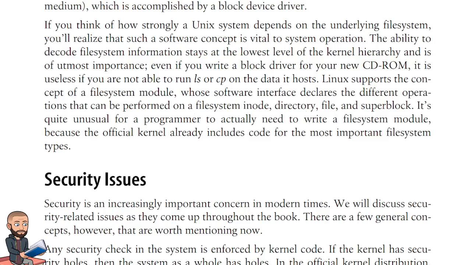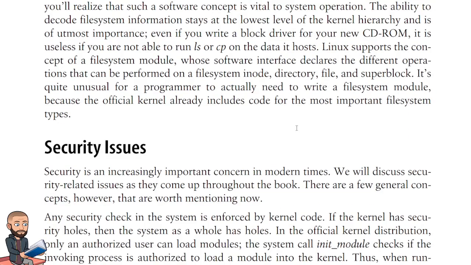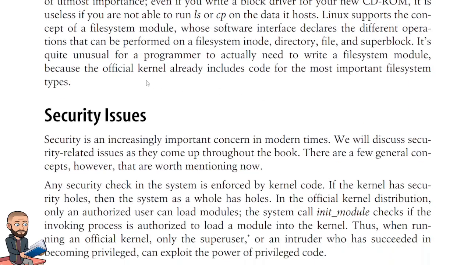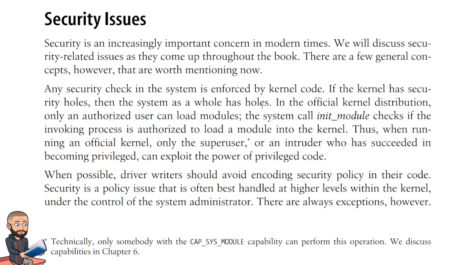It's quite unusual for a programmer to actually need to write a file system module because the official kernel already includes code for the most important file system types. And I remember watching a video on a Linux conference where somebody said there are like 50 different file system types out there. And then the C programmers argued with the Rust implementers.